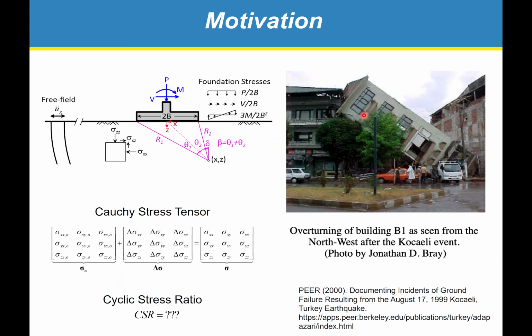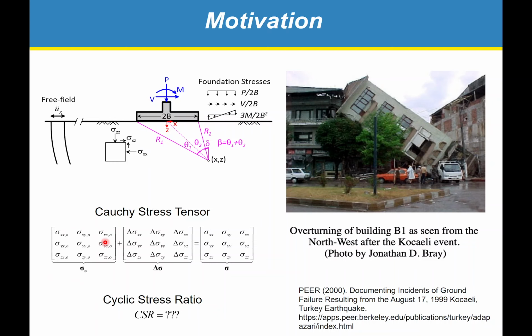Things get more complicated when we have structures. So here's building B1 in Adapazari that tilted and had a bearing capacity failure due to the Kocaeli earthquake. This is a picture by Jonathan Bray, and you can see the PEER report down here documenting that. All right, in this case, we have a more complicated initial stress condition because there are initial shear stresses. The vertical and horizontal stresses may be different due to the weight of the structure resting on a shallow foundation here. So our initial stress condition is more complicated.